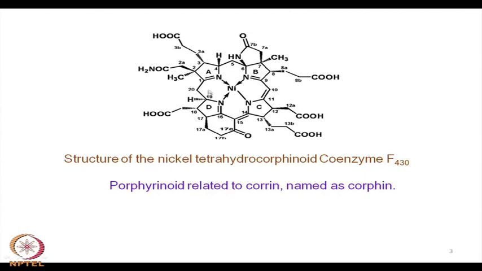So, the deprotonated form gives the corresponding ligand for this tetrahydrocorphinoid, which we can label as L minus. The deprotonated form is L minus, not L 2 minus like that of your porphyrin. Since it is L minus, you do not have excess charge on the ligand system after deprotonation, so it is very much suited for stabilizing nickel in a monovalent state. That means, if nickel in the monovalent state is attached to this, the entire system will be electroneutral. So, electroneutrality can also be a driving force to stabilize the nickel in the low oxidation state.